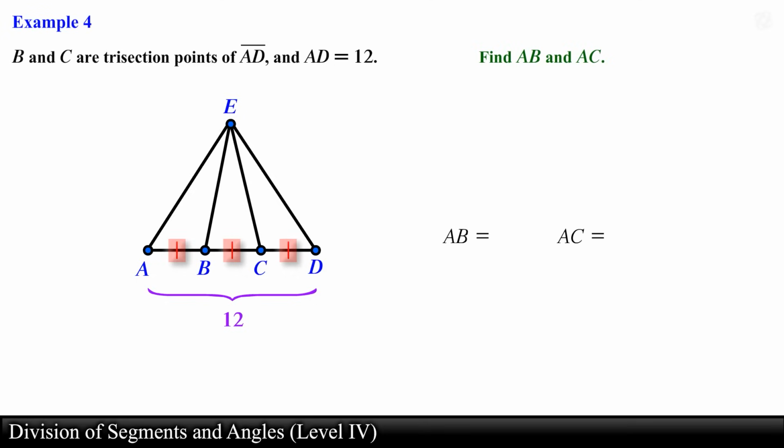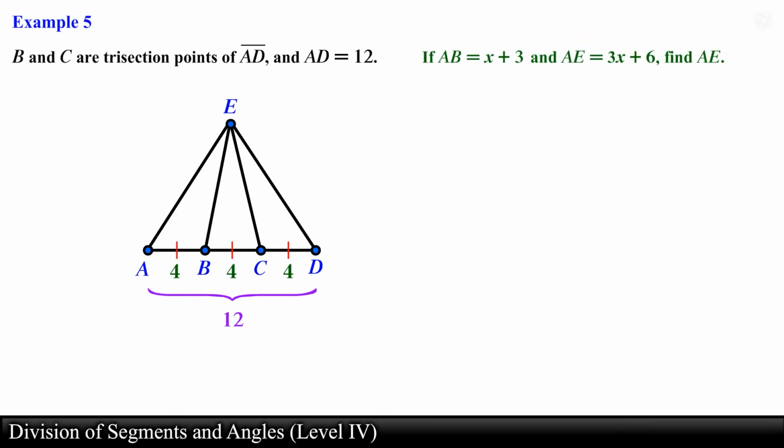We know that the length of segment AD is equal to 12. We also know that segment AD is split into 3 congruent segments. Each of the congruent segments has a measurement equal to 12 divided by 3, which is equal to 4. This is also the measurement of segment AB. The measurement of segment AC will be equal to twice the measurement of segment AB. In this case, it will be equal to 8. And this is our final answer. Let's end the video with a final example.